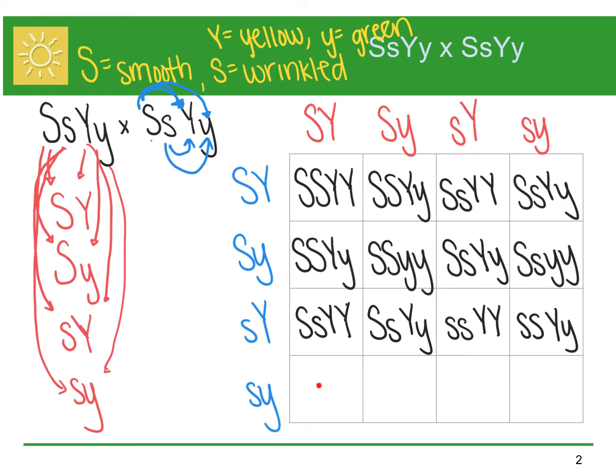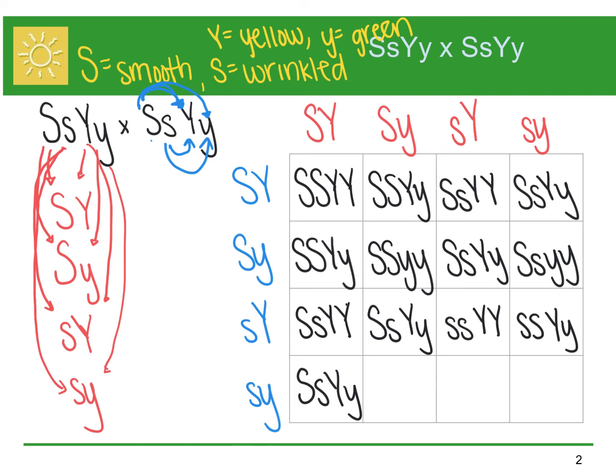Next row, first box on the left, what should we write? Big S, big S, big Y, little y. Good. Give me a thumbs up. Are you getting it? Are we doing okay? Give me a thumbs in the middle if you're so-so, and a thumbs down if you're lost.